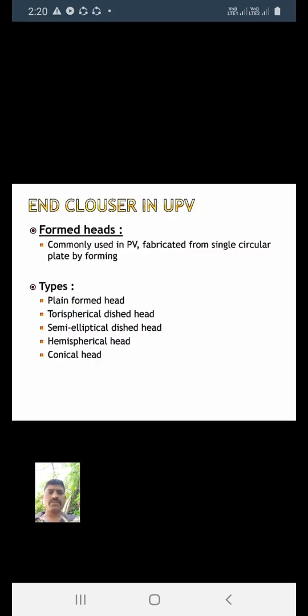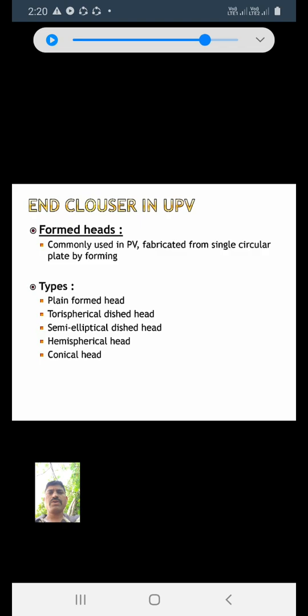Yesterday's lecture we have seen the types of the form head. Then we have seen, one by one, plain form head, spherical dish head, semi-elliptical dish head, hemispherical head, and conical head. We have seen the advantages, disadvantages, and application of each head.